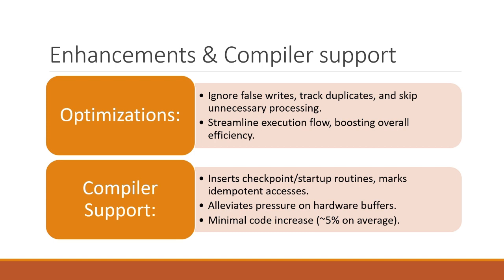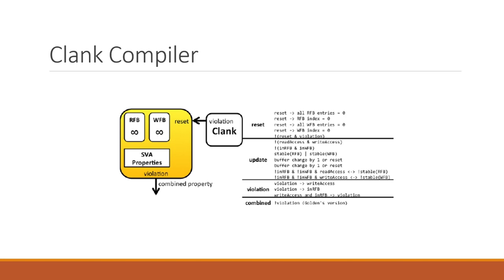Now, to go a little bit more in detail on the Clank compiler. The Clank compiler plays a crucial role in facilitating the efficient execution of programs in intermittent computing environments by inserting software routines and optimizing program behavior to align with Clank's hardware architecture.